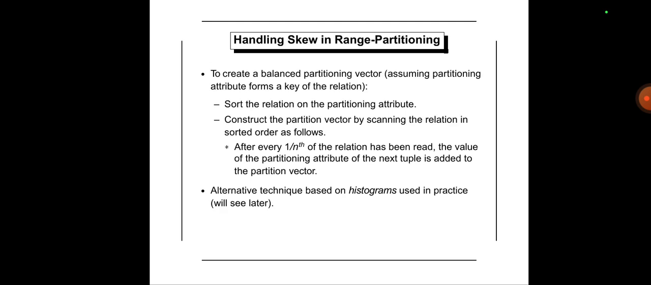Handling skew in range partitioning. To create a balanced partitioning vector, sort the relation on the partitioning attribute, then construct the partition vector by scanning the relation in sorted order as follows. An alternative technique based on histograms is used in practice.